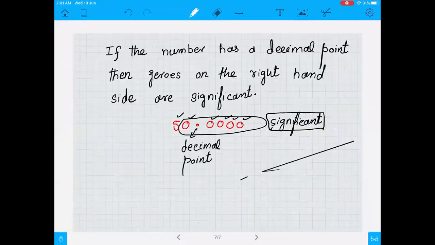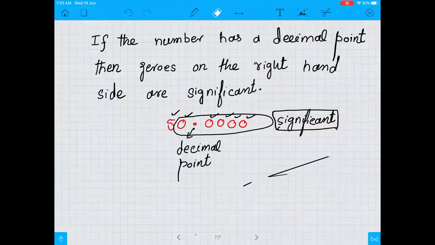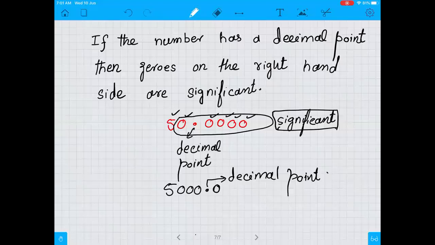So when you put a decimal point, all the zeros on the right hand side of a number will become significant. Let's suppose you have a number 5000.0. Because of this decimal point, whenever you see a decimal point, the zeros on the right side of the number will become significant. So the zeros that you wrote on the right hand side of the number are significant here.